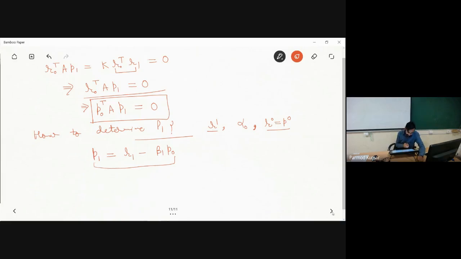Okay. So now what do I have to do? I have to make this form on the left hand side. So if I have to make this form on the left hand side, I have to multiply with P naught transpose into A.